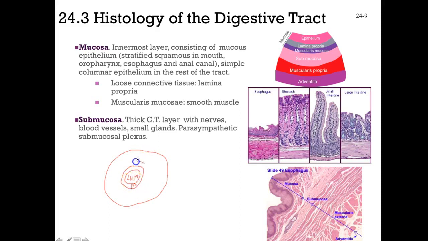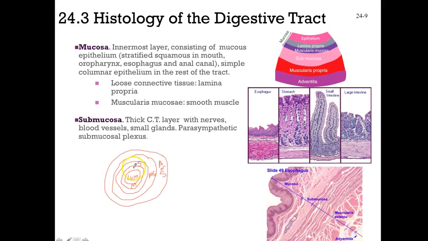And then the layer after that will be your submucosa. So I'm just going to put an S here. And then you guys guessed it. Next layer is going to be your muscularis externa. Okay, and then your very last layer will be your adventitia or serosa, depending on where you are. So I just wanted to give you a visual of what we're really discussing here. And then now we'll talk about the details.